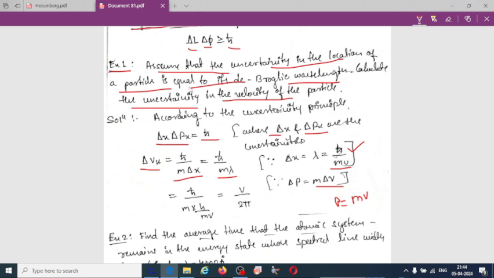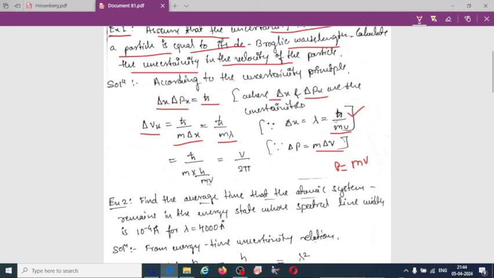The uncertainty in the location of the particle is equal to the de Broglie wavelength, that's why we should replace it with lambda. Lambda is equal to what? h by mv. So m gets cancelled, h and h by 2 pi, if you take, get cancelled, and what remains? If you take velocity to the numerator, v by 2 pi.